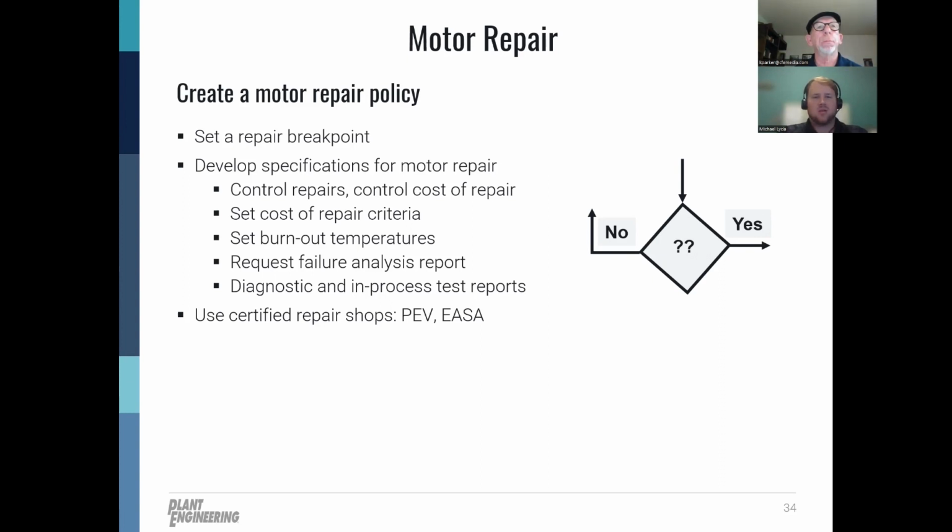And then, as I stated earlier, use the accredited repair shops. Can't reiterate that enough. A few of the third-party quality repair programs I'm aware of: ESA accreditation, SKF certified, the Green Motors Initiative, and even Advanced Energy has our own program. It's called Proven Efficiency Verification. Each of those programs has its own distinctions, own benefits, pros and cons.